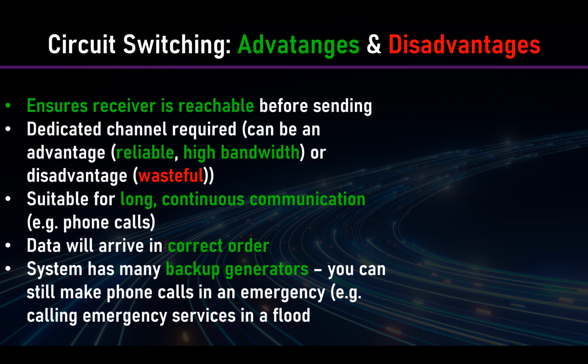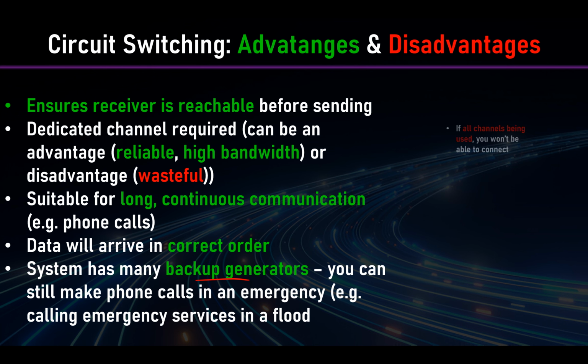The system also has backup generators, and I think the reason for this, since it was developed older, is that it was also required for an emergency. So if there's a flood, a fire, or some criminal, you always need to call 999, 911, whatever the emergency service line is. Since you always need to call the emergency services, that's why this system was built with many backup generators. Whereas with packet switching, things like routers probably aren't really going to have a backup generator built into them.